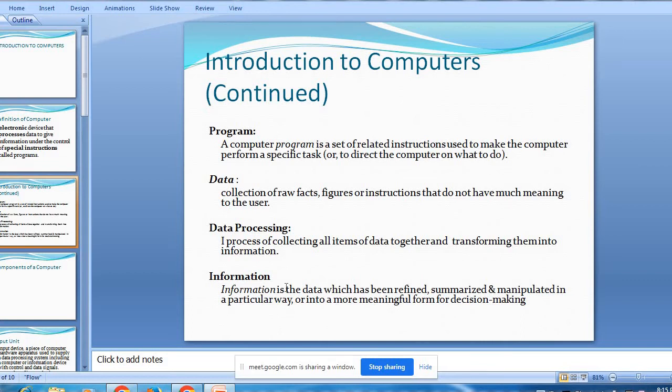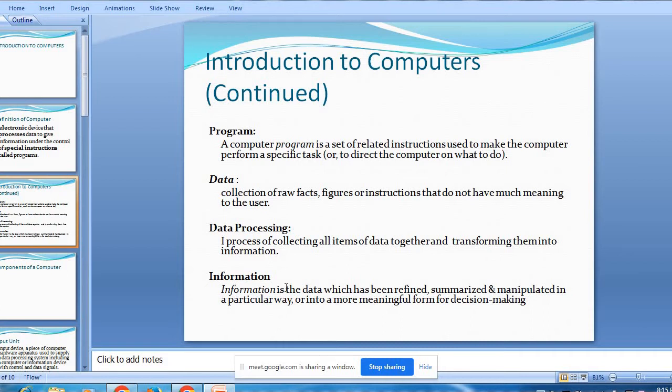Another one is data. What is data? Those are raw facts. Raw facts, correct. So remember, whatever we enter into the computer, like numbers and characters, is just raw before it is processed to give the final result called information.